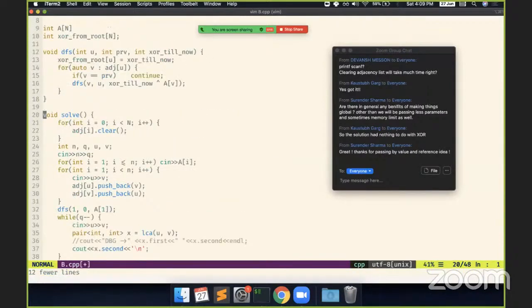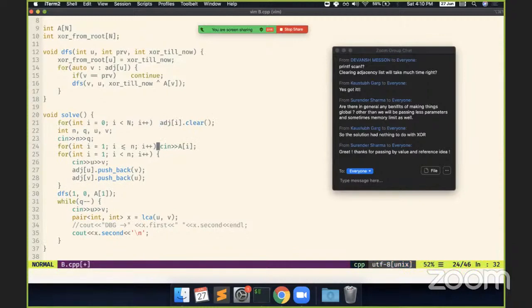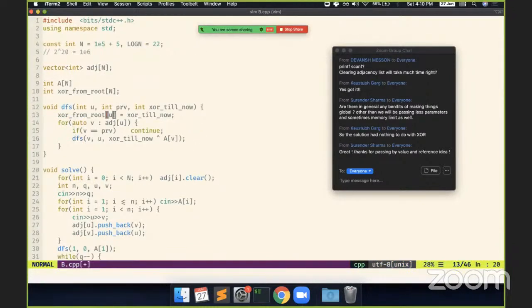Okay, so you have this, right? You cleared the adjacency lists. Then you had n queries, U and V. You took the adjacency list and you do a DFS. In the DFS, you have this additional parameter now: what's the XOR up till now? So the XOR from root till now. Just make this a super big long variable, right? So XOR from root till U is basically this value.